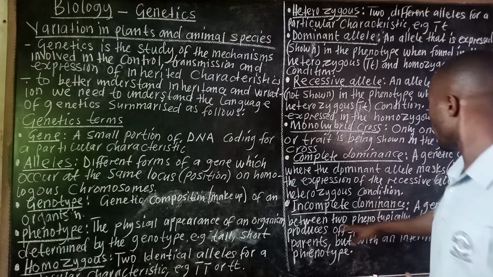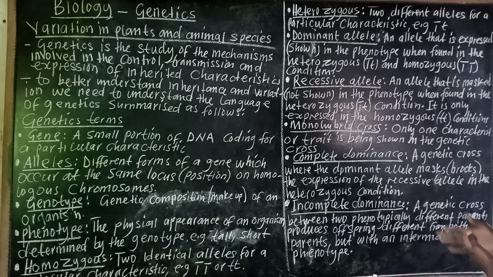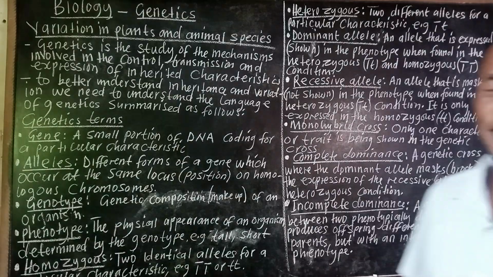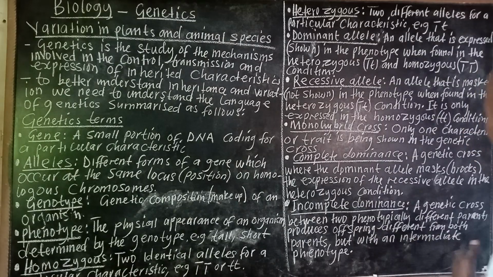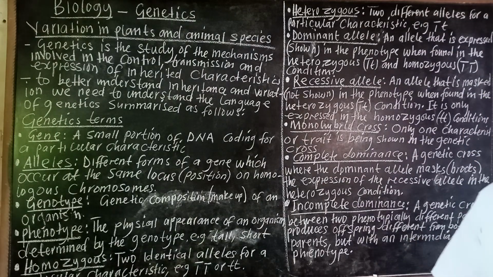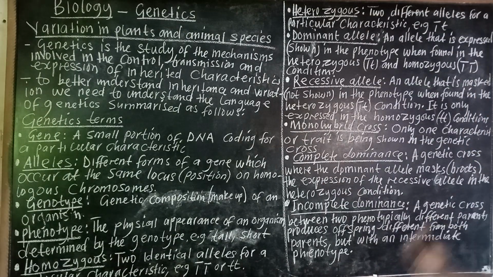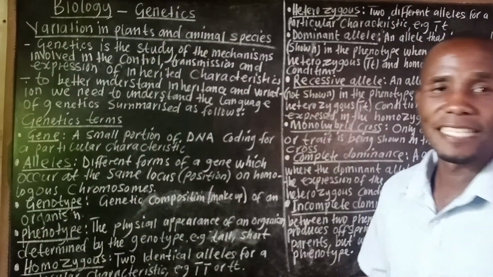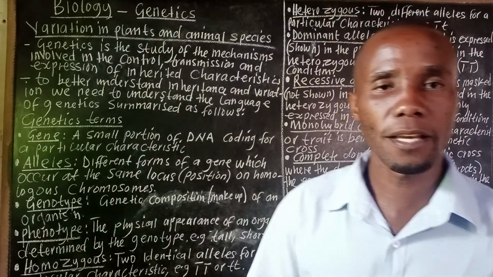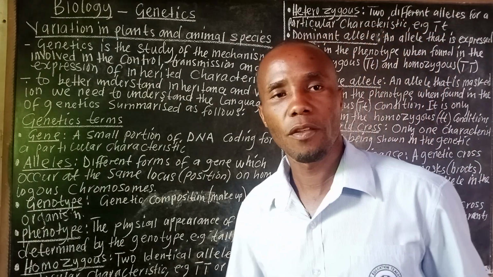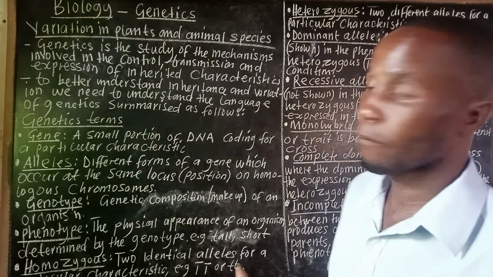Then incomplete dominance is a genetic cross between two phenotypically different parents that produces offspring different from both parents but with an intermediate phenotype. This is a situation where these two different parents produce offspring different from both parents, but with an intermediate phenotype. That is incomplete dominance.